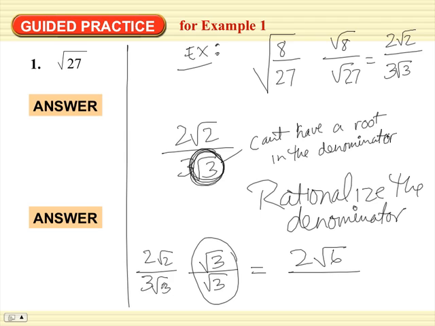What is 3 times root 3 times root 3? 3 times root 9 versus 3 times 3. Okay. Yeah, this is 3 times, this is root 9, which is 3. So this is 3, and this is 3. 9. Okay? This is your best answer.